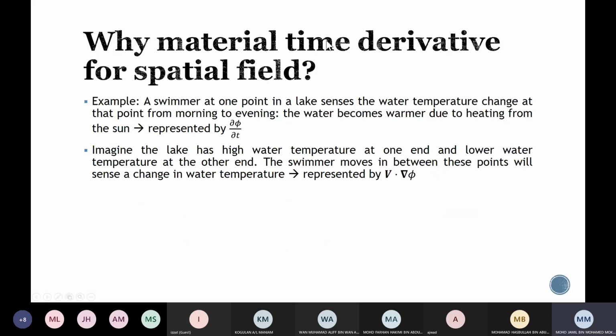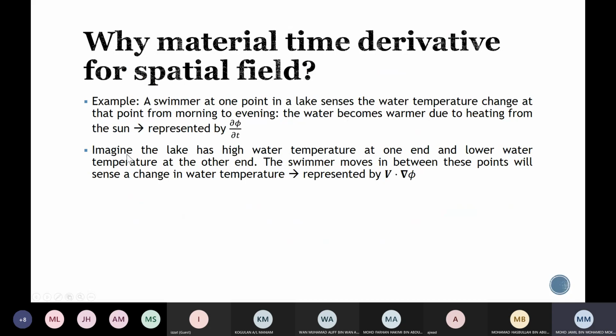So why do we need this material time derivative for spatial field? As I said just now, we use the concept of swimming pool. So a swimmer at one point in a lake senses the water temperature change at that point from morning to evening. Okay, so let's say korang berenang dalam swimming pool dekat satu tempat berendam je dari pagi sampai petang. So boleh rasa air tu dari sejuk jadi panas, jadi sejuk balik. Okay, so the water becomes warmer due to heating from the sun. So this is represented by del phi over del t.